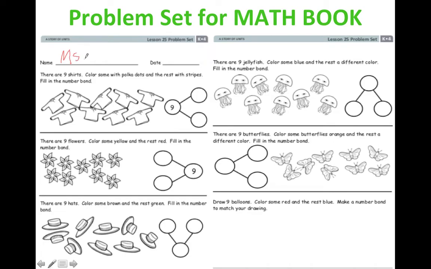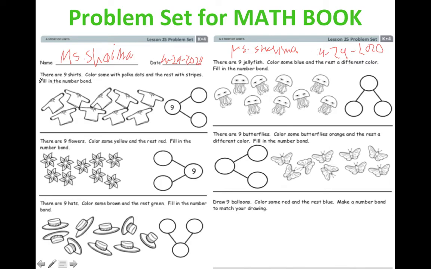So today, make sure you are in problem set 25 because that's the one we are working with. And one thing, please remember to put today's date. So today is the 29th, so I'm going to put 4-29-2020. Make sure you have your name and date on both pages so I know who you are when your work gets submitted. And let's listen to the story.